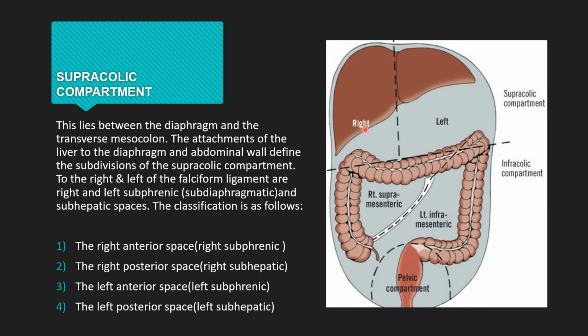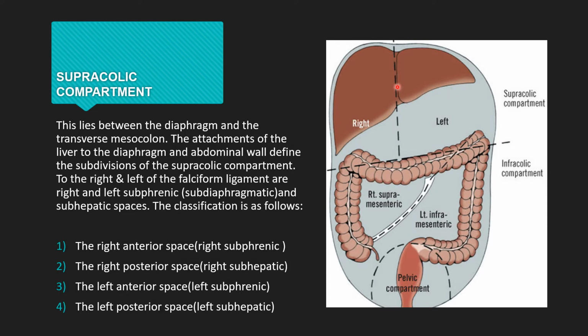So it lies between the diaphragm and the transverse mesocolon, and the attachments of the liver to the diaphragm and the abdominal wall will define the subdivisions of the supracolic compartment. If you remember in my previous lecture, I explained that there were several peritoneal ligaments and reflections around the liver, which attach the liver to the anterior abdominal wall as well as to the diaphragm, and those were the coronary ligaments and the falciform ligament. So this falciform ligament divides the supracolic compartment into right and left halves.